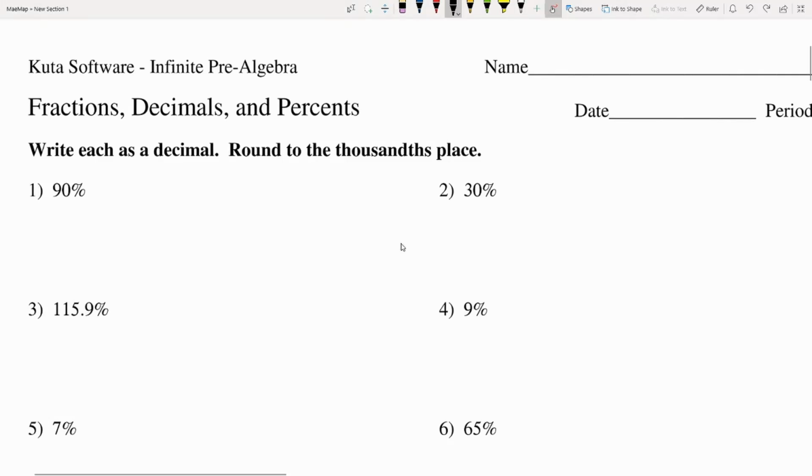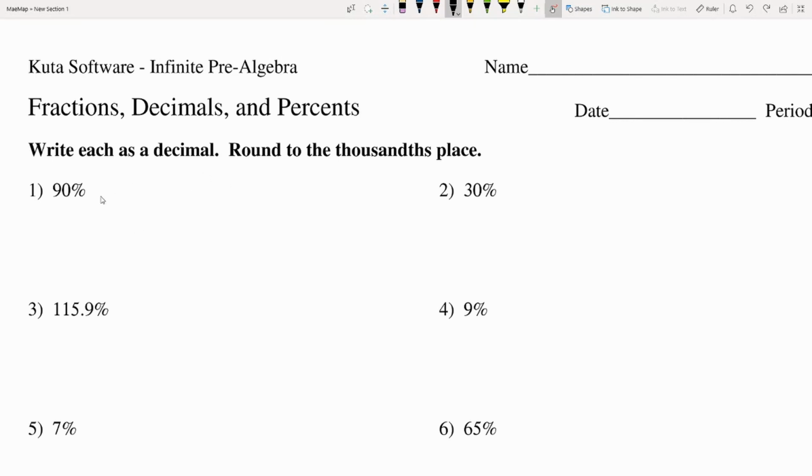In this video, we're going to complete the Kuta Software Infinite Pre-Algebra free worksheet, fractions, decimals, and percents. And this is converting between those. So for our first part, numbers 1 through 8, we're going to write each as a decimal.